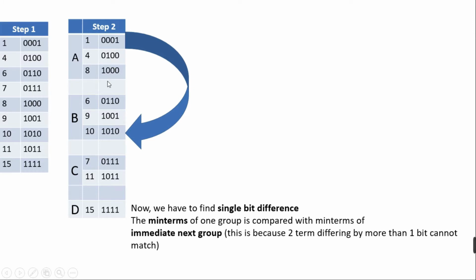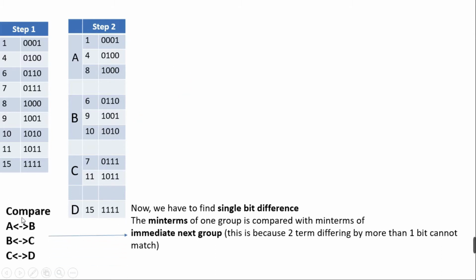So we'll be finished with the comparison of group A and B, and then we'll compare B and C and D. The whole comparison part will look like this. We're going to compare A with B, group B with C, and group C with D. We're not going to compare A with C or A with D, because C and D are not the immediate next groups for A, and we're not going to compare B with D because D is not the immediate next group of B. So we are only going to compare one group with its immediate next group.